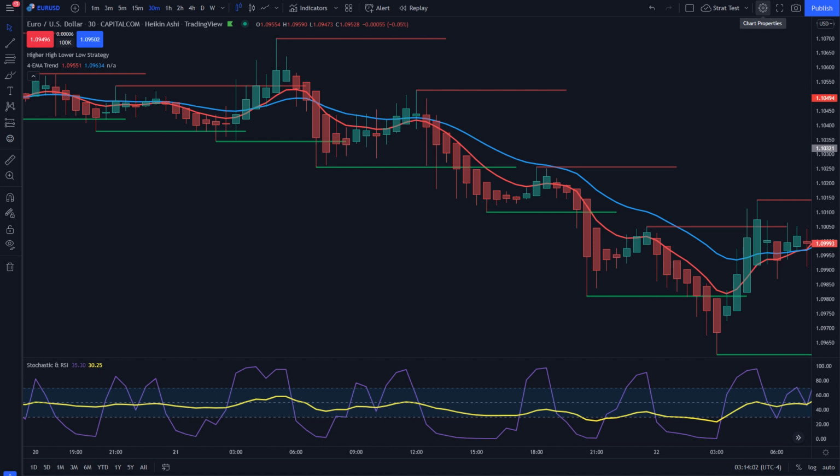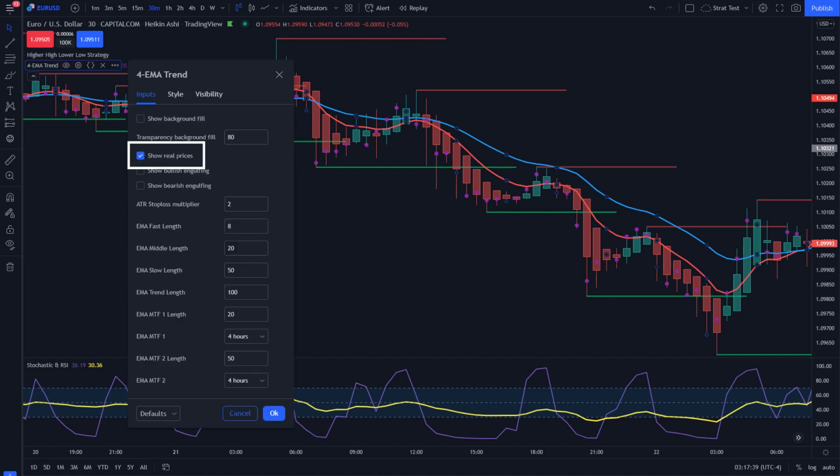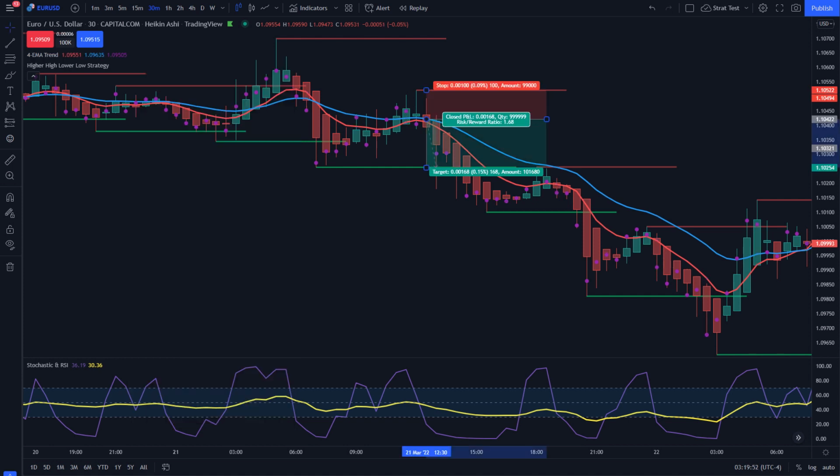So what I added to my 4 EMA trend indicator is to show the real price for Heikin Ashi candles using this option here. Then a dot is displayed for each candle, which is the current price. And then I see the price and the risk to reward ratio. As I said, stop loss to the high of the previous candle and the take profit to the previous low. If the ratio is above 1:1, I'm taking the trade.